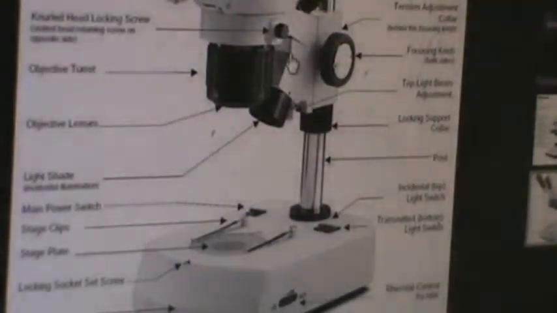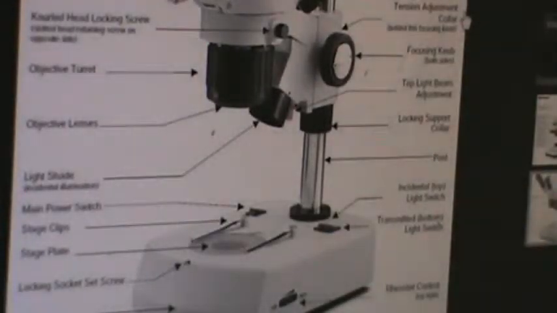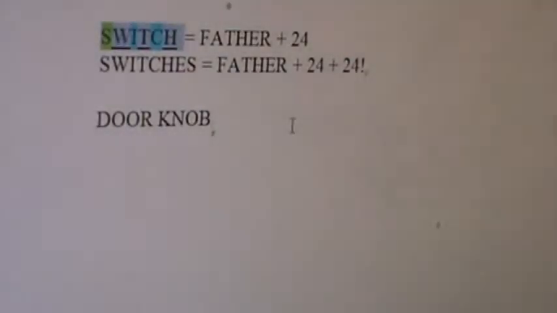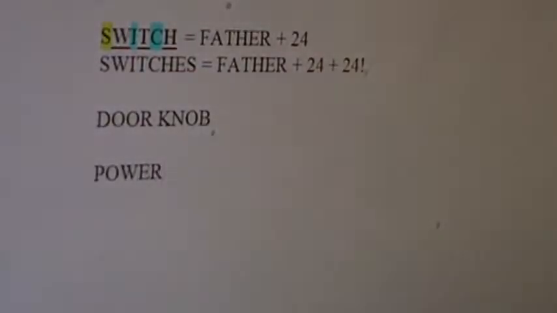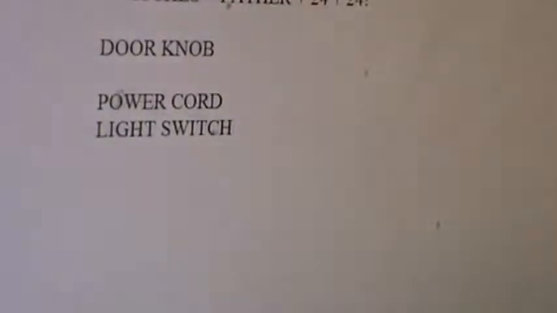Ooh, more terms. Yeah, the eyepiece is what it's called, the eyepiece tube. Power cord is a Christ Father combo, just like light switch. But Father gets the last word. Power equals Christ, but then the cord is Father, okay? And if you want to talk about the light switch, same deal. Light is Christ, switch is Father. So power cord is a Christ Father combo.